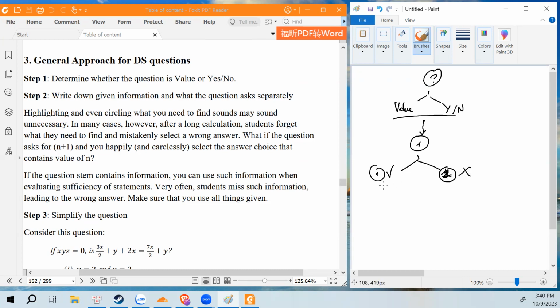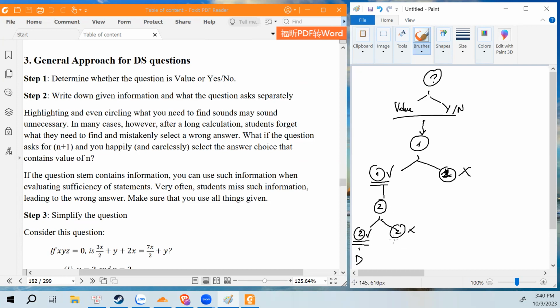If 1 alone is sufficient, we move to the next step, which is evaluating statement 2 separately. Now we're going to ignore what is said in statement 1 and evaluate statement 2 separately. Again there are two cases: 2 alone is sufficient, or 2 alone is not sufficient. If 2 alone is sufficient, and we also have statement 1 alone is sufficient, the answer choice is going to be D.